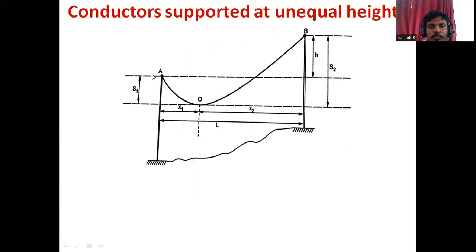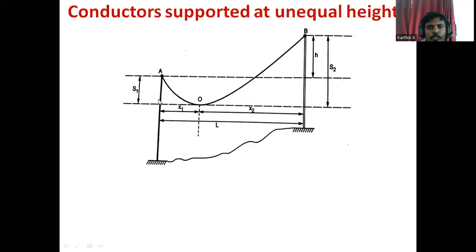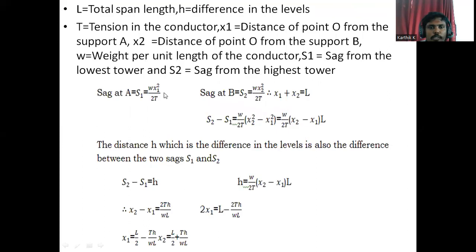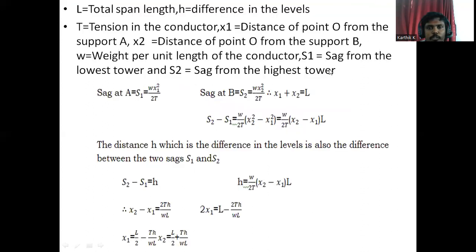We draw a horizontal line with respect to A, the distance equal to L. From the lowest point O to A, the distance equal to X1. From O to B, the distance equal to X2. So there are two sags for unequal height, only S1 and S2. With respect to X1, S1 equal to W X1 squared by 2T. Similarly, with respect to point B, S2 equal to W X2 squared by 2T.